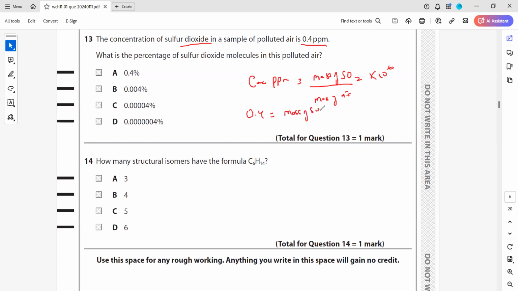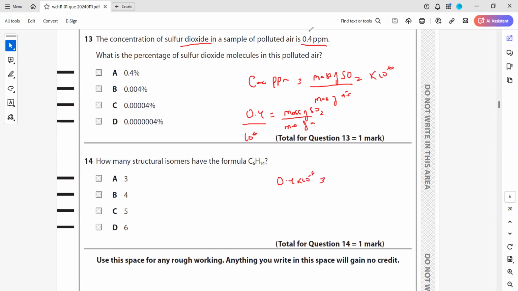The mass of sulfur dioxide over the mass of air will be divided by 1 million, because 1 million was multiplied here, so it will be divided. So 0.4 divided by 1 million. So it will be 0.4 into 10 to the power minus 6.